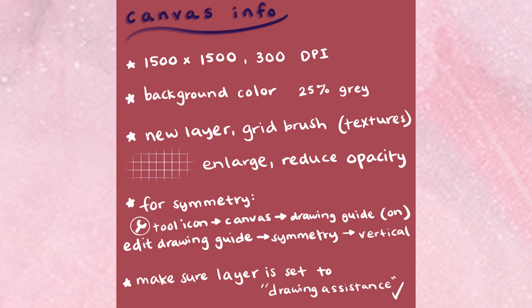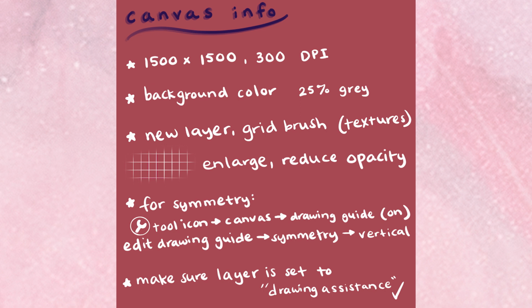If you need symmetry at some point, you'll click on the tool icon, select canvas, and then drawing guide. You turn the little button on, then you click edit drawing guide, and then under symmetry, I think there's like an advanced options tab. I usually just do vertical. Every now and then I'll do vertical and horizontal, or just horizontal, but most of the time, for me at least, I'm gonna only be using vertical.